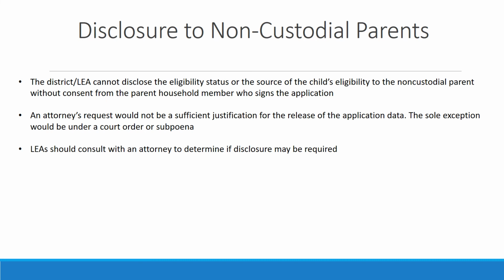Disclosure to non-custodial parents. The district LEA cannot disclose the eligibility status or the source of the child's eligibility to the non-custodial parent without the consent from the parent household member who signs the application. An attorney's request would not be sufficient justification for the release of the application data. The sole exception would be under a court order or subpoena. LEAs should consult with an attorney to determine if disclosure may be required.